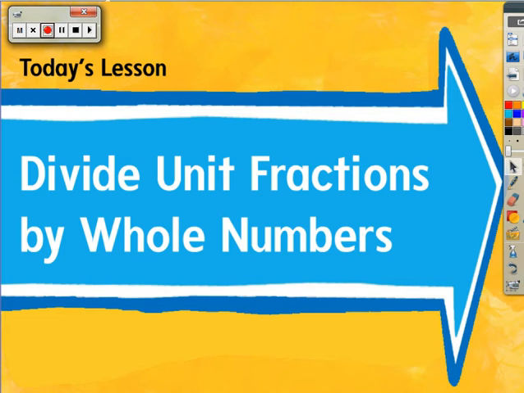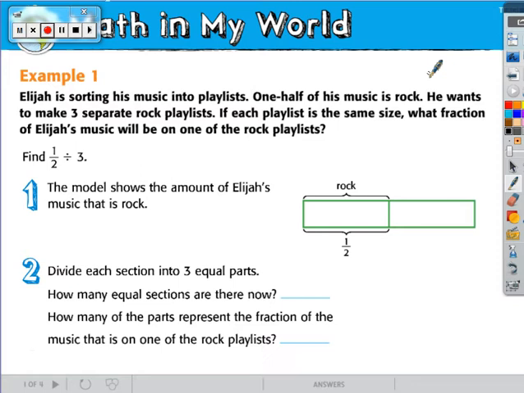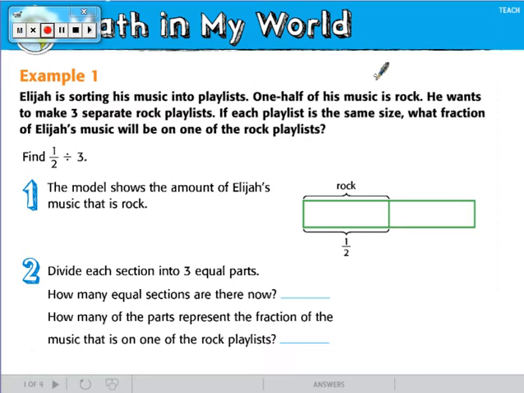All right. Today we're going to divide unit fractions by whole numbers. Okay? So we're going to use some modeling.